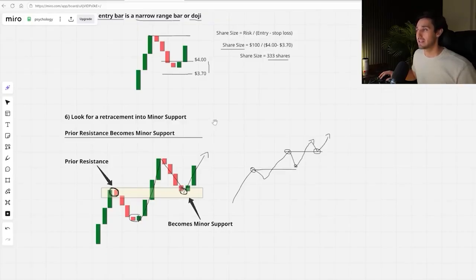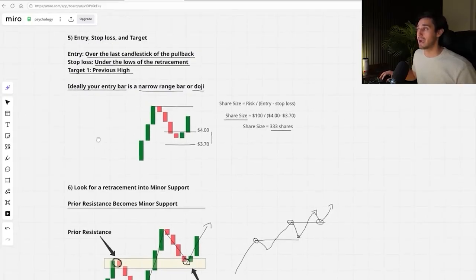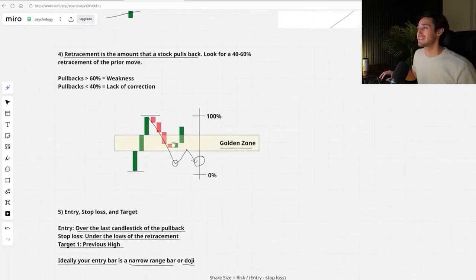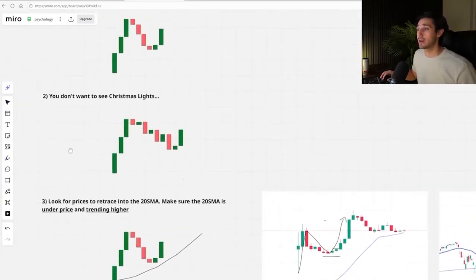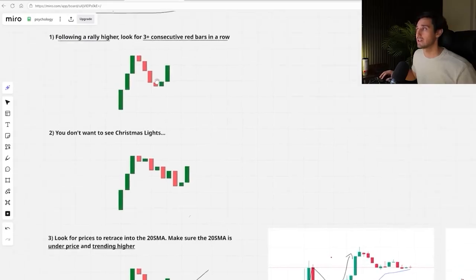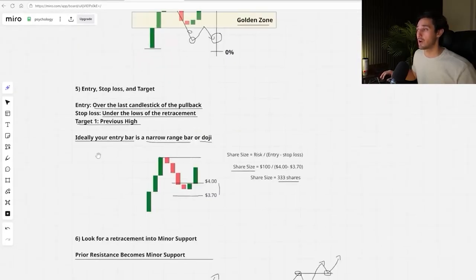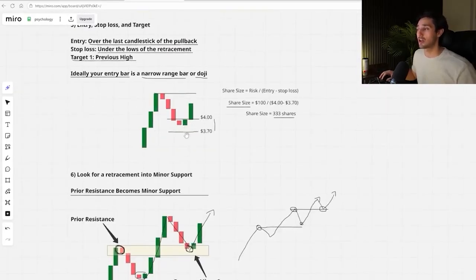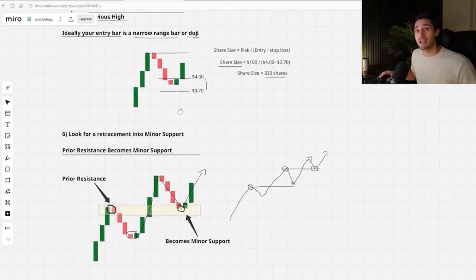Let's say instead maybe it did retrace into minor support, but it's not quite into the golden zone. Maybe it's like right here, like 65% retracement, but it's into the rising 20. It has a really bullish catalyst. It has 3 or more red bars in a row. It has a really nice R to R. I might still take that trade, right?